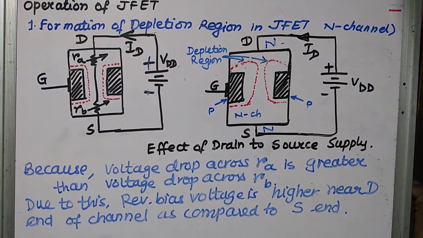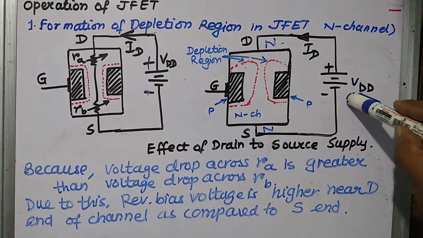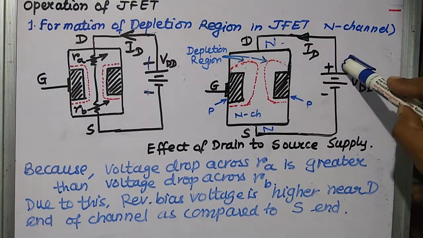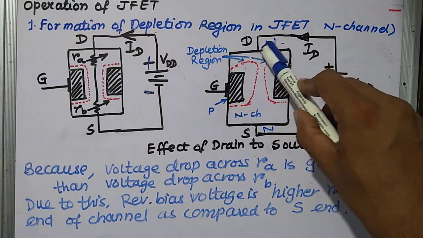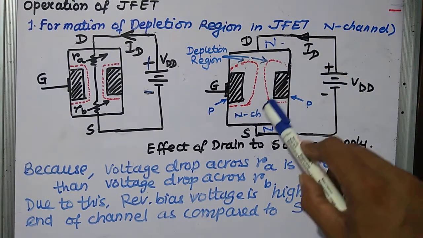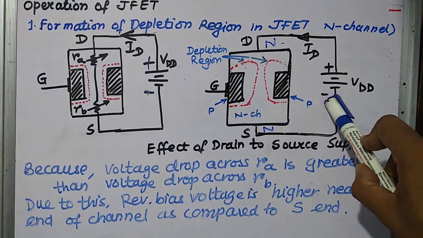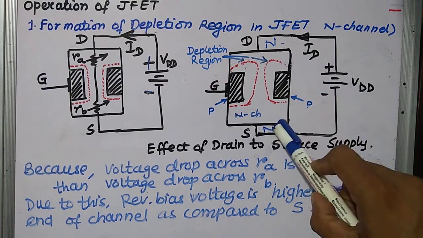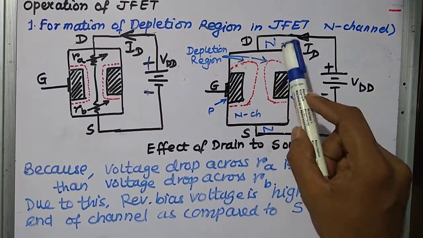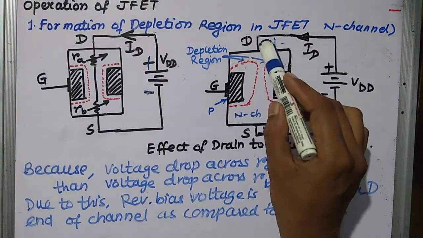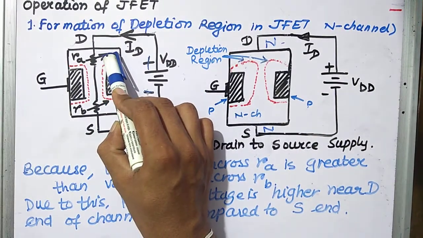Once again I will repeat, we have applied the reverse bias voltage, but if you look, the positive terminal is connected to the drain. It is N type, means the drain is reverse biased. This is the whole N channel. Source is again N type. It is connected to the negative terminal. So we have RA at source, RB at drain. Now drain is reverse biased, so the voltage drop across RA is more.